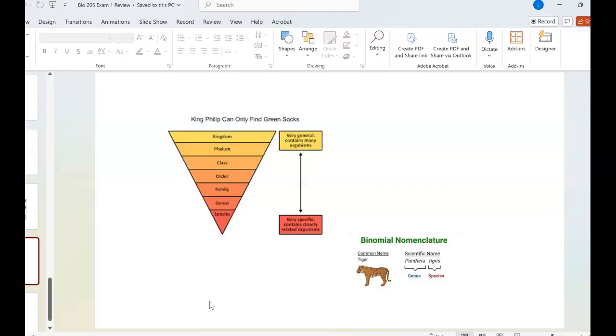The other thing that we talked about is this binomial nomenclature. So this two-name system, and that two-name system is genus and species. We need to know how to represent that. It needs to be italicized. If you can't italicize it, then you need to underline it. Genus is always capitalized and species is always lowercase. We call that the Latin or the scientific name.